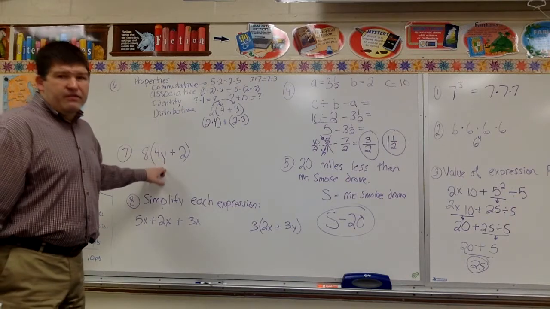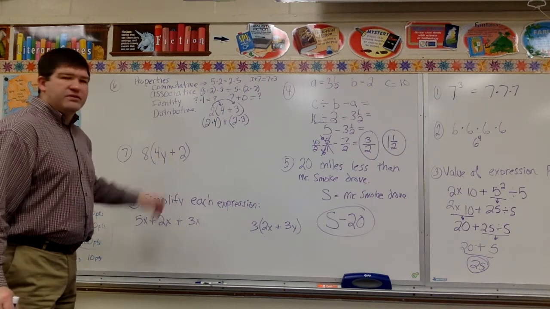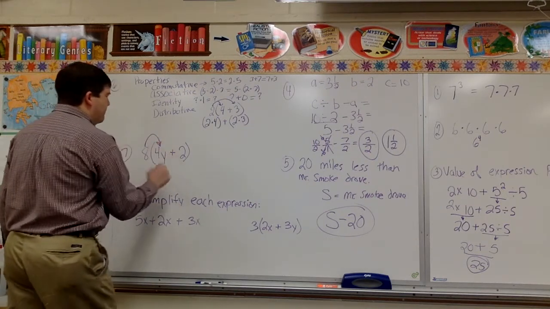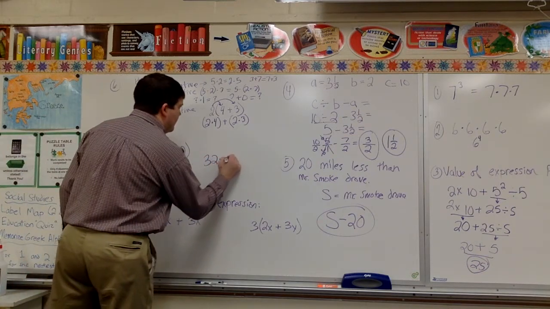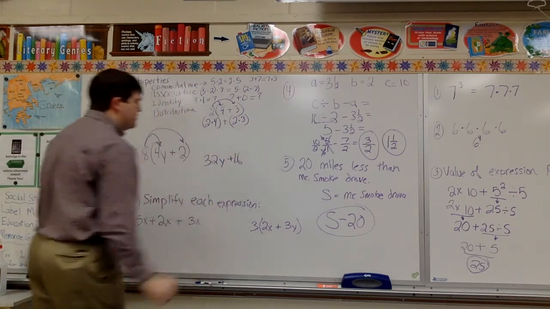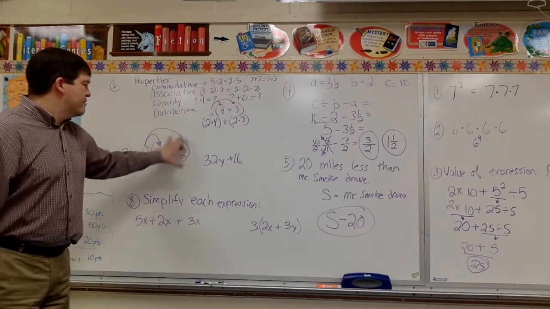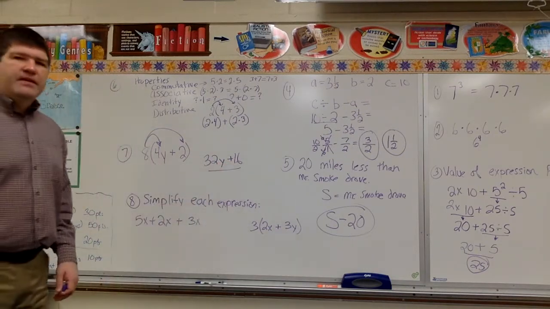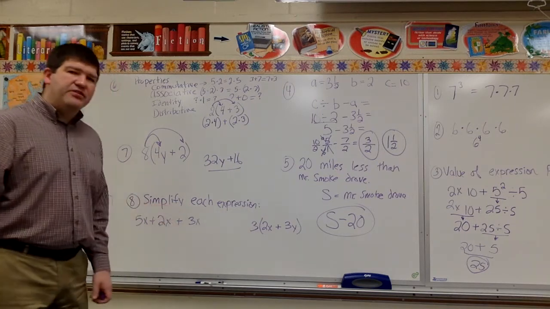We will have to solve, or you will have to solve some of these. If you have 8 parentheses 4y plus 2, you got to distribute it, okay? So 8 goes over to here, and 8 times 4y is 32y plus 8 times 2 is 16. So I've distributed this 8 to both parts of this one thing. So now I get this. Okay? All right. The last couple are simplifying each expression.